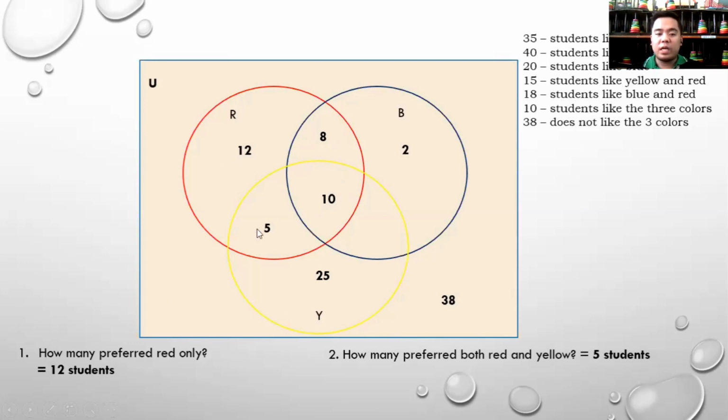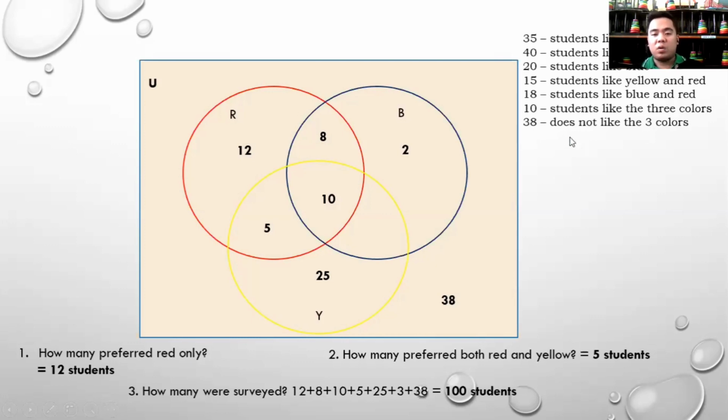So ito yung interpretation. Next, how many preferred both red and yellow? So nasaan yung red and yellow? So you have 5. So 5 yung nag-prefer ng both red and yellow. So how many students were surveyed? So paano natin malalaman kung ilang estudyante? So i-add mo yan lahat ng numero sa universal set. 12 plus 8 plus 2 plus 10 plus 5 plus 25 plus 38. So 100 students. Okay? So hindi lahat ng problema lalagyan natin ng complement set or itong hindi included.